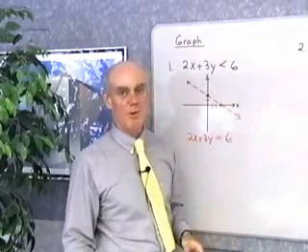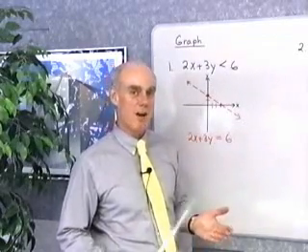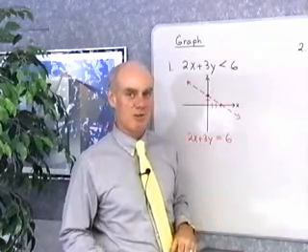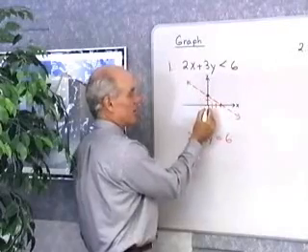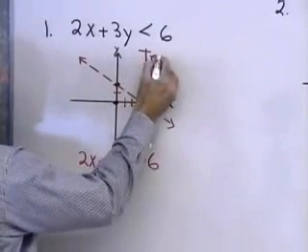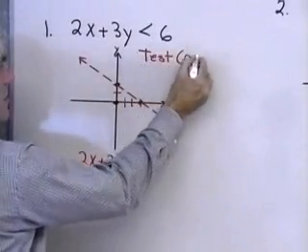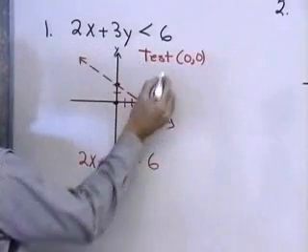So all we have to do is choose any point whatsoever that's not on that boundary line and check it in the original inequality. A good test point when it doesn't lie on the boundary line is the origin. So let's test the origin, (0, 0), in the original inequality.